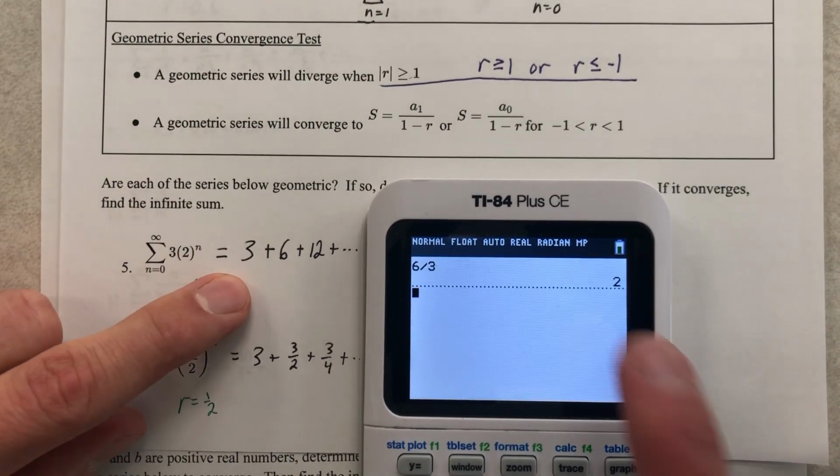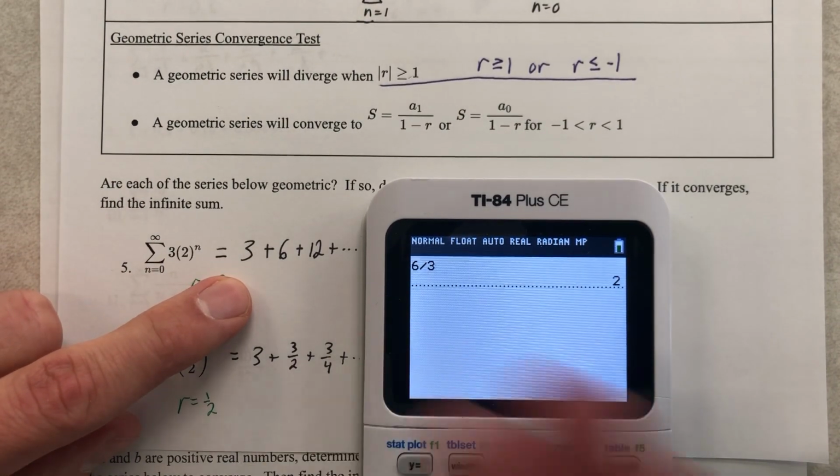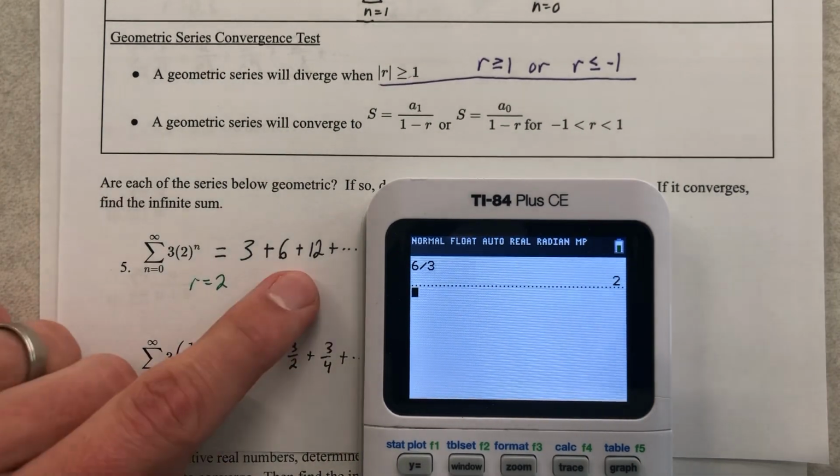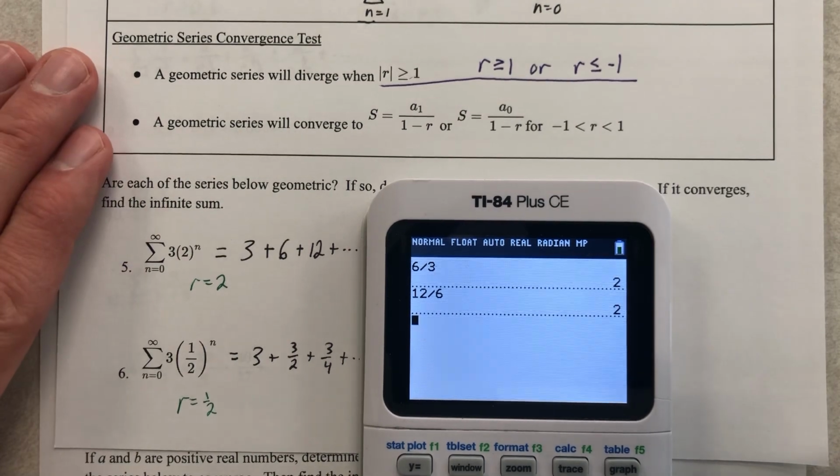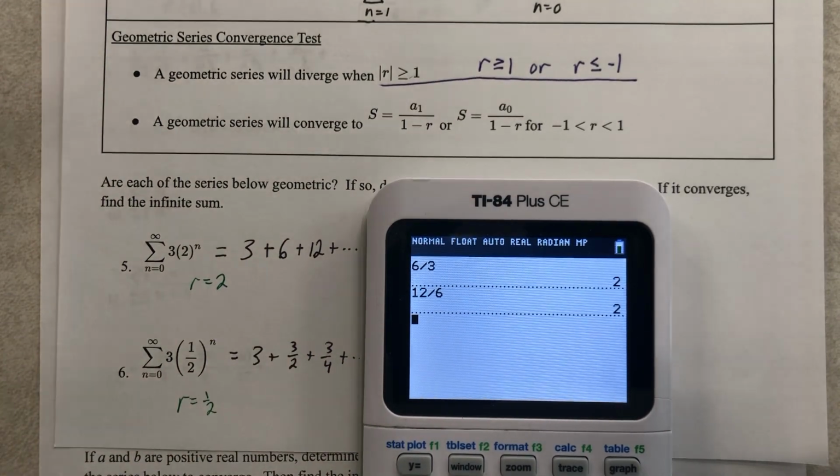6 divided by 3 is 2. Now, please, you're in calculus, don't type 6 divided by 3, but I'm showing you a process. And 12 divided by 6 is 2. Oh yeah, I'm multiplying by 2 every time. Because if I divided, I'd be figuring out what I'm multiplying by.